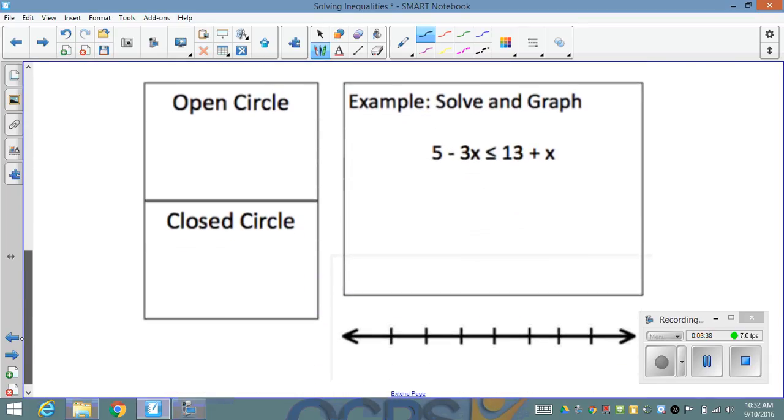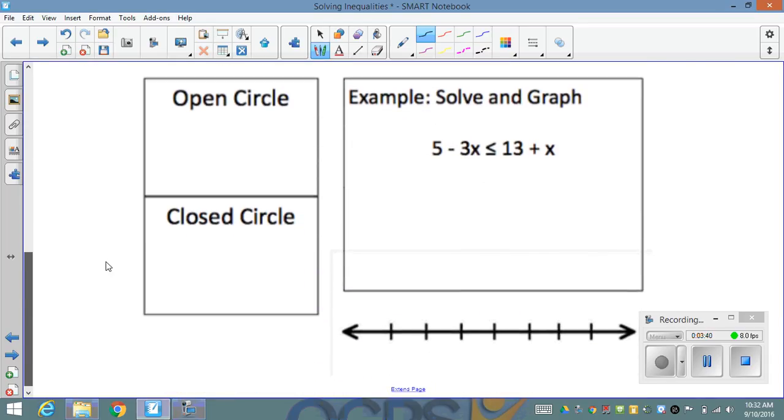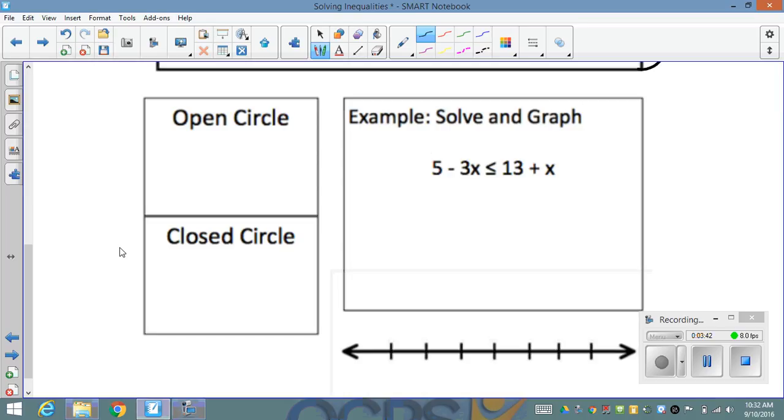Okay, before we look at our example here, I just want to remind us, an open circle is used when we have a less than or a greater than. A closed circle is used for less than or equal to, greater than or equal to. So remember, if it has the or equal to, we want to include the number. If it doesn't have the or equal to, we need to use it as a border, so we have to do an open circle.